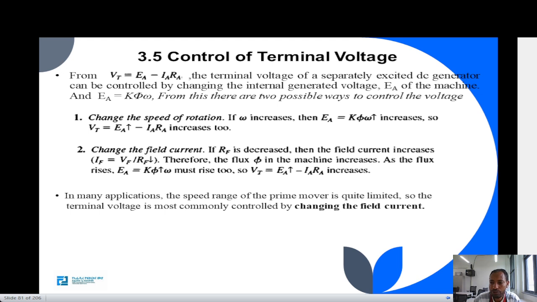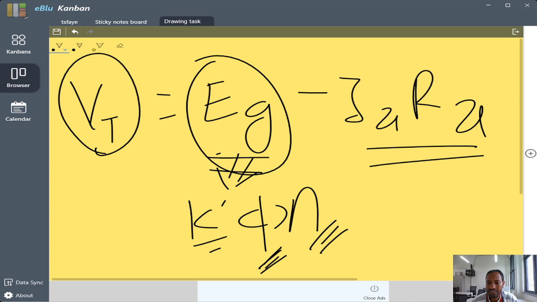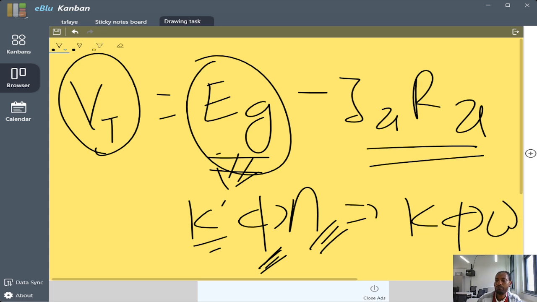By the way, don't confuse this formula with rad per second or revolutions per minute. This means we can say K phi omega. I hope you remember this. So by controlling this speed of rotation, we can control this. If we are able to control this, we are able to control the terminal voltage.